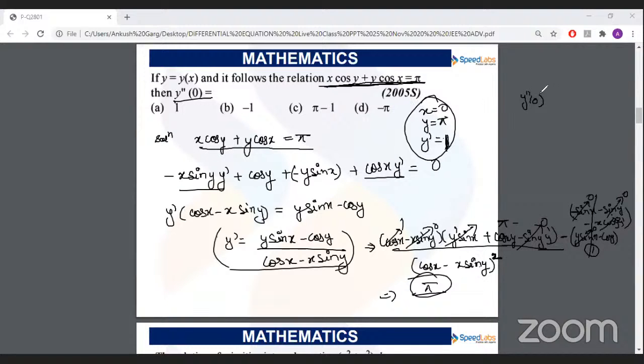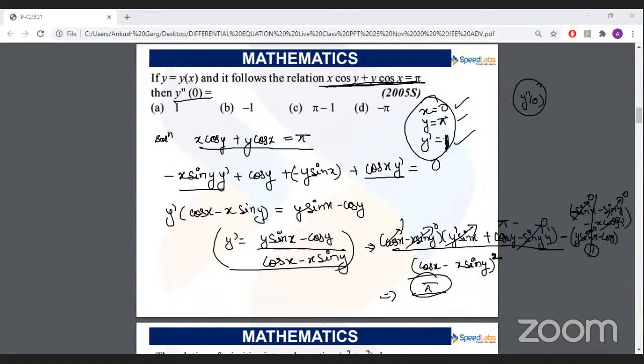Because see, if you have to finally find y dash 0, then if the expression is given, there is no need to simplify it, because we can directly put the values. So see if these three values are correct. On putting x equals to 0, am I getting y is equals to pi and y dash as 1? Quickly see it and let me check the answer if it is correct or not.